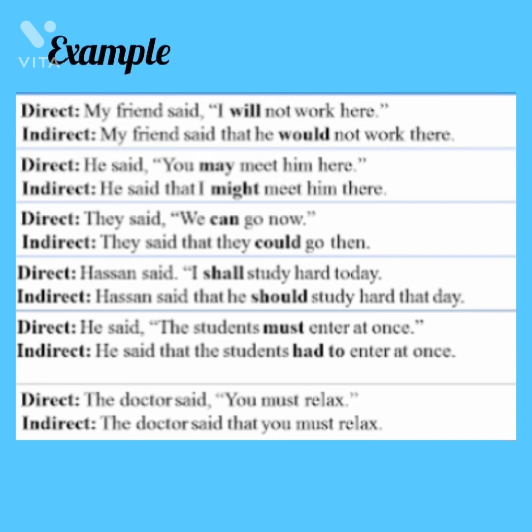Coming to the next sentence, he said, the students must enter at once. So indirect speech for this is, he said that the students had to enter at once. Must will be changed into had to. Coming to the next sentence, the doctor said, you must relax. So indirect speech for this is, the doctor said that you must relax. There is no change. Must is used as it is.